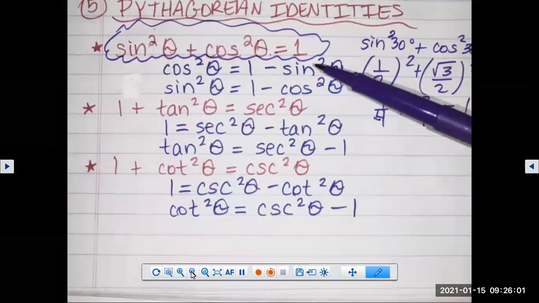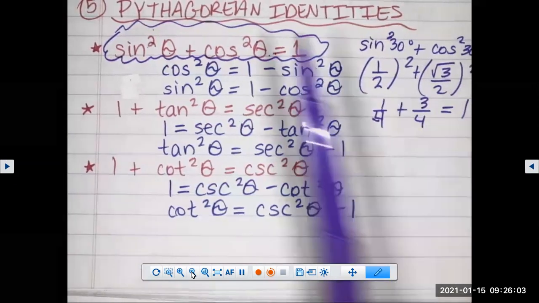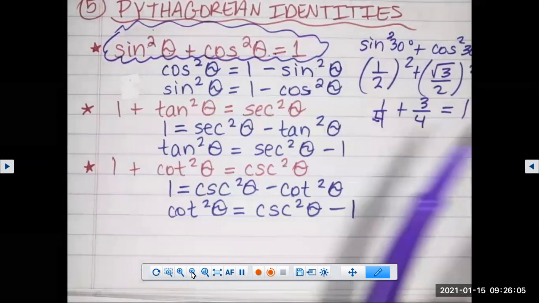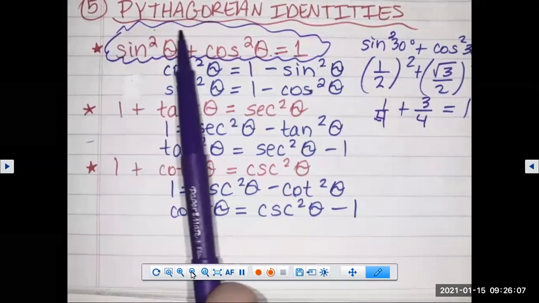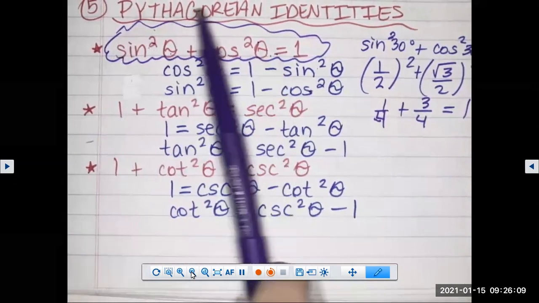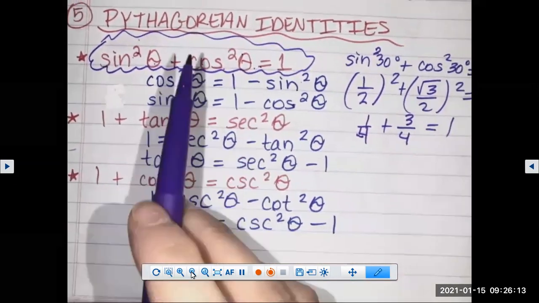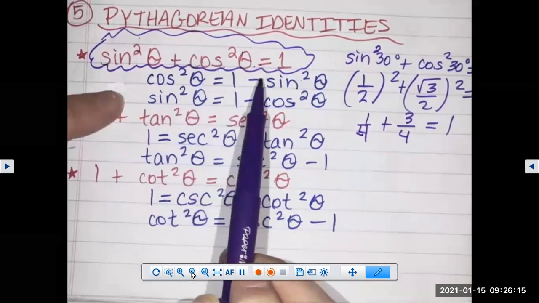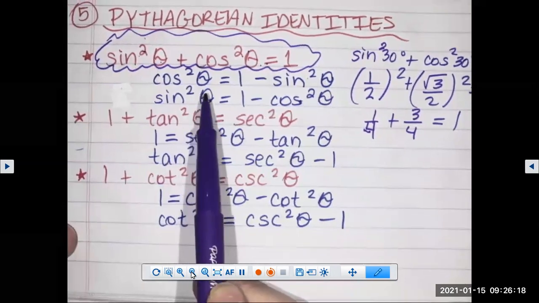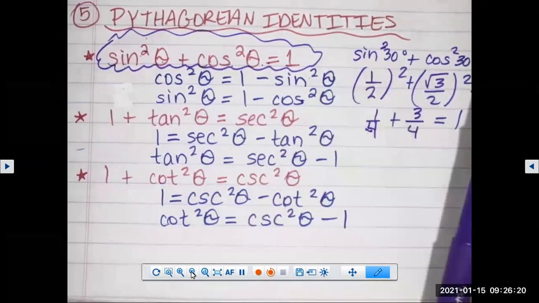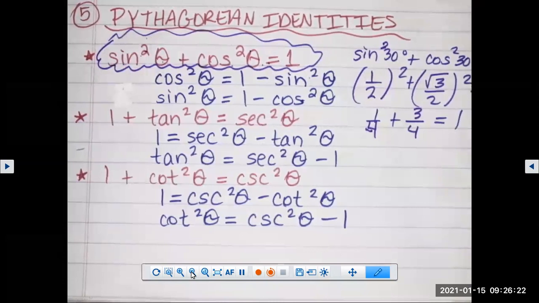The identities in blue are just different forms that you will also see that follow from the basic 3 Pythagorean identities. So another version that you will use, cosine squared is equal to 1 minus sine squared. Sine squared is equal to 1 minus cosine squared. Sine squared plus cosine squared equals 1.